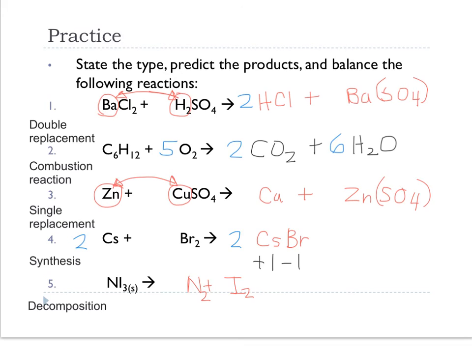Finally, we've got the formulas for the product, so we need to balance. To get that, I'm going to put a 2 here. We'll have 2 nitrogen on the product side and the reactant side. To balance iodine, I'm going to give it a coefficient of 3. And we should be done. Now it's your turn to do some practice with predicting products.